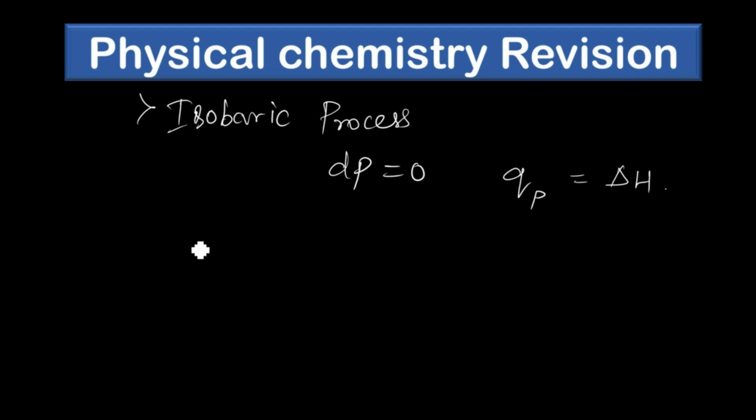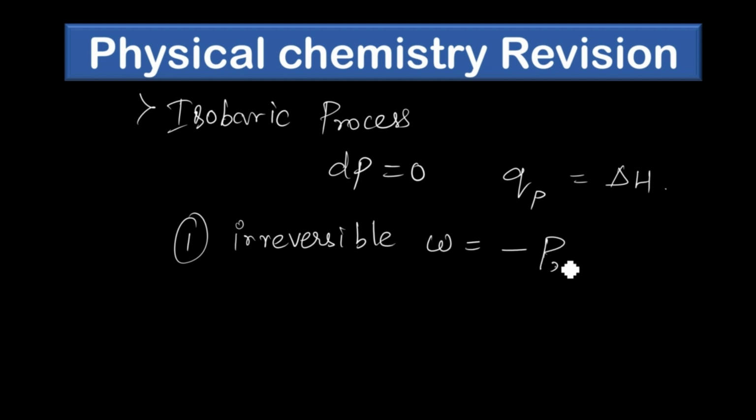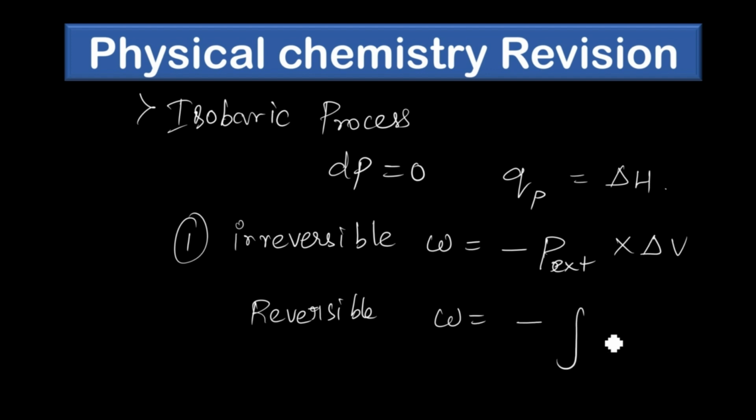So here we have a few important formulas. The first one is for the irreversible process. For the irreversible process, W is equal to P external into delta V. For the reversible process, W is equal to the integral of P dV from V1 to V2 state.